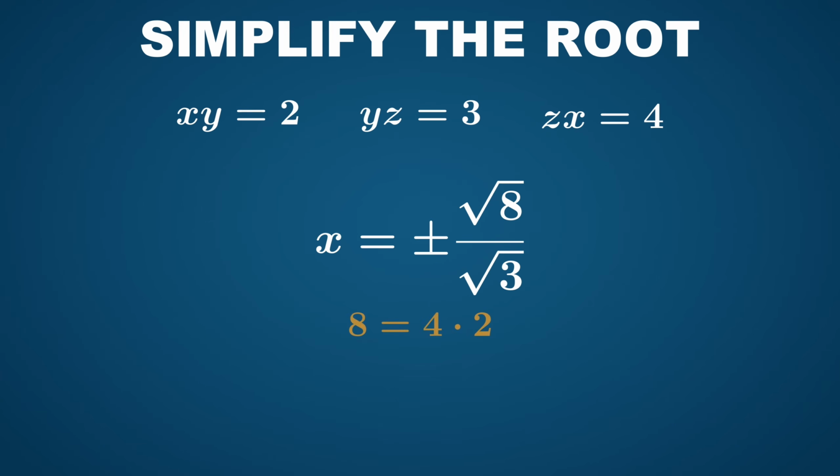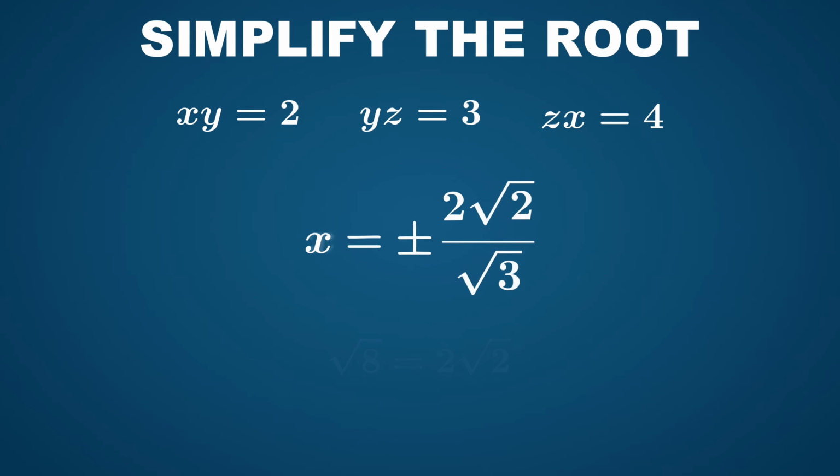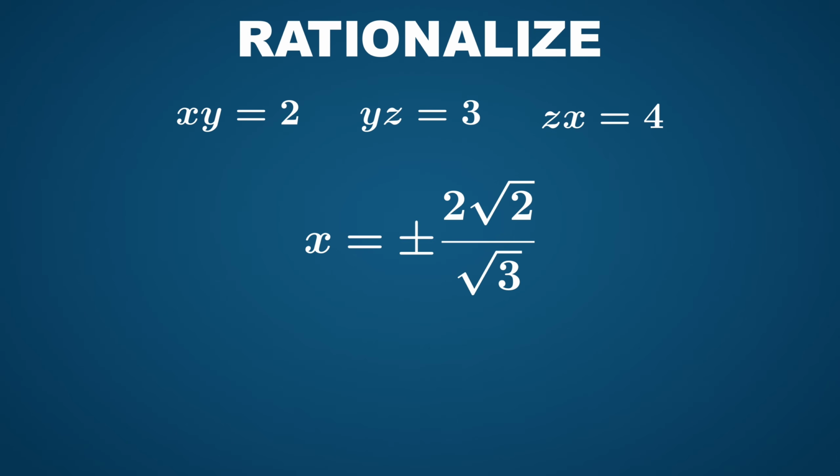The whole number 8 is equal to the number 4 multiplied by 2. The square root of the number 4 is exactly equal to the number 2. So the square root of 8 is simply 2 times the square root of 2. We now have 2 root 2 divided by the square root of 3. We should rationalize the denominator of this particular fraction. We multiply the top and bottom of the fraction by square root of 3.